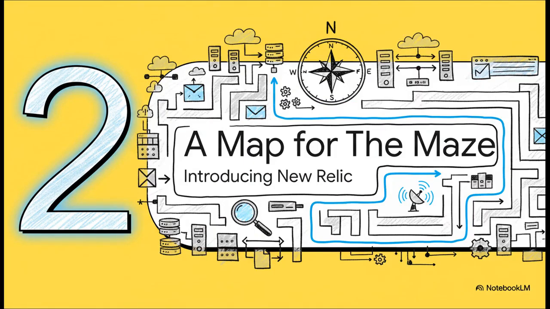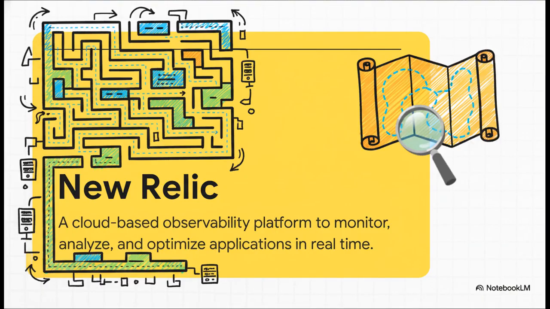So, if you're stuck wandering around in this maze, what's the one thing you desperately need? You need a map, right? A way to see the entire landscape from a bird's-eye view. And that's exactly where New Relic comes into the picture. So what is it really?